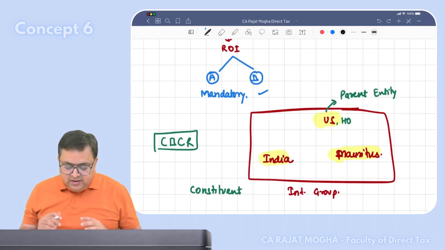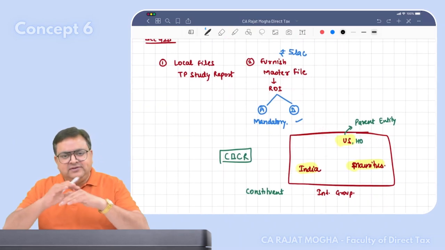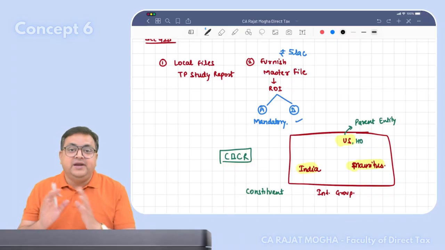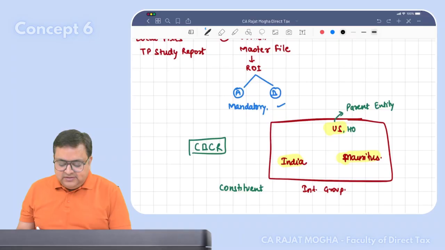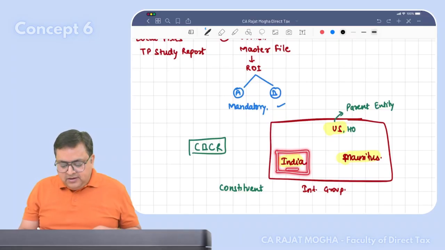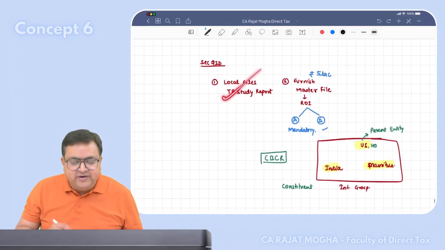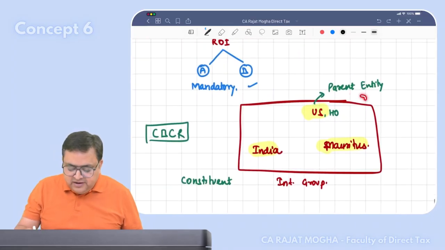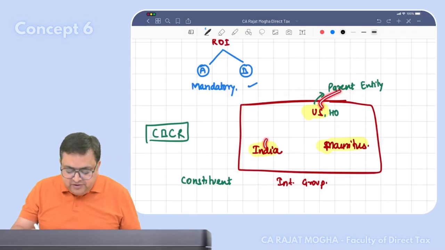Now, what a master file says, that master file is just an overview. CBCR is actually detailed. So what they are saying is that please give the information. Let's say, for example, in India, you have to give the information about your transactions, that is covered in local files, but you have to give certain information of all these entities. You have to tell us what is the revenue of all of these.